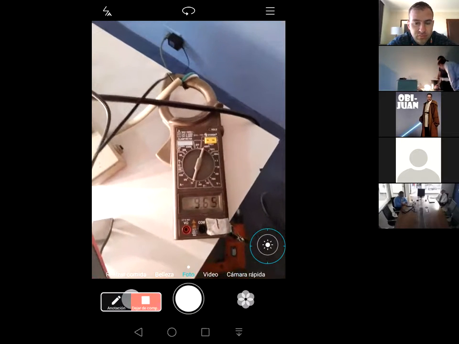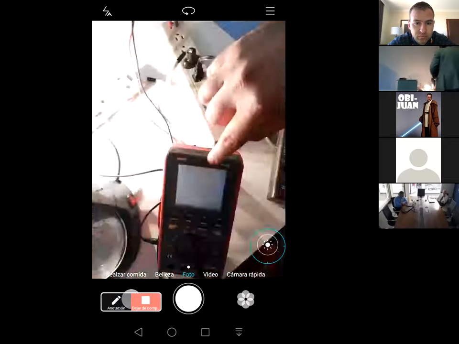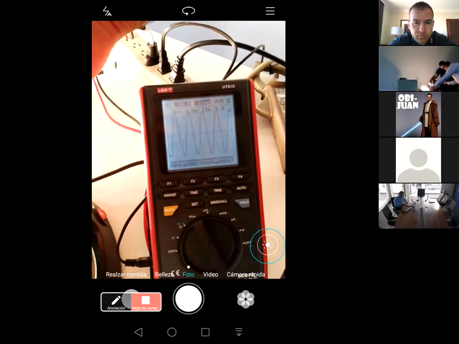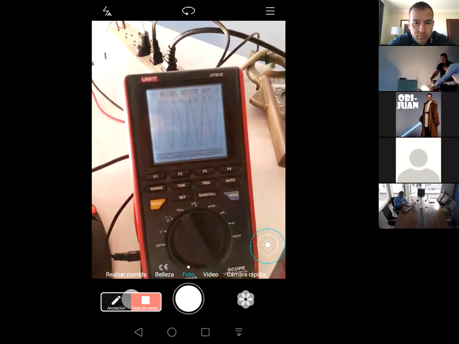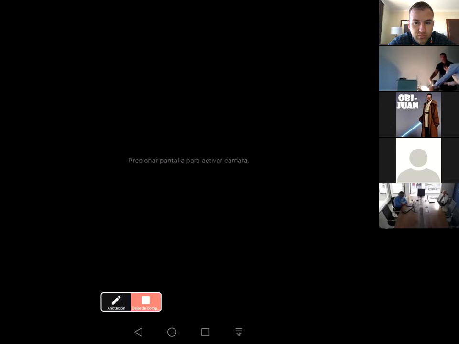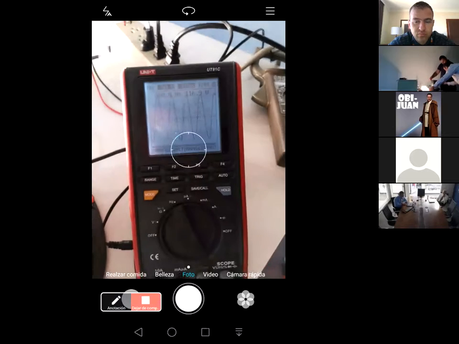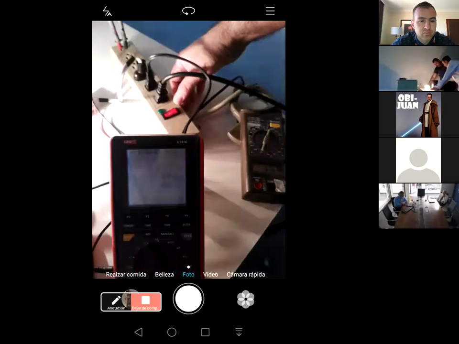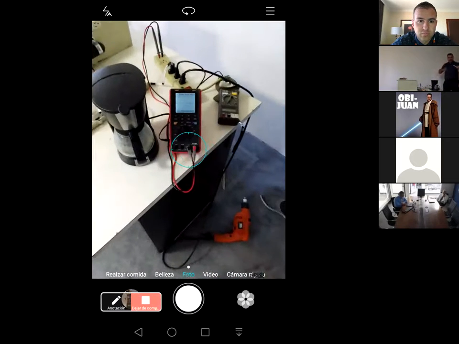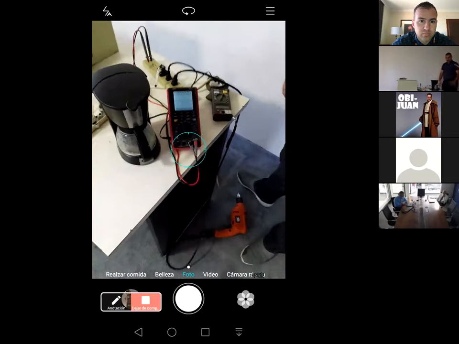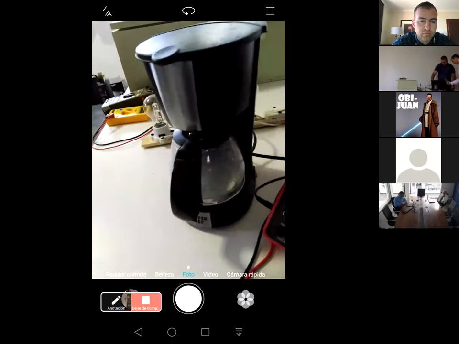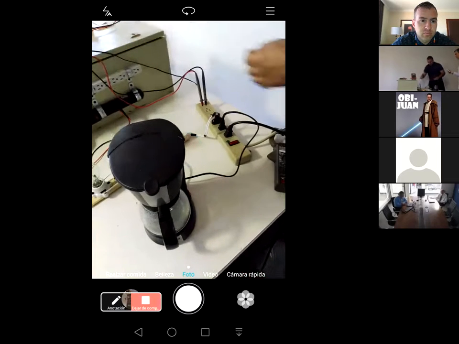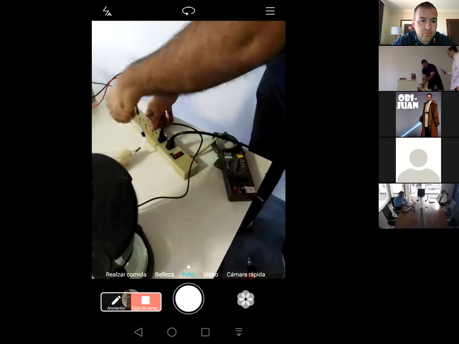9.68. That's the light bulbs and the coffee maker and the light bulb. So that's okay. You see, it was working the coffee maker, the light bulbs, and the driller. It was 9.67 in total amperage.